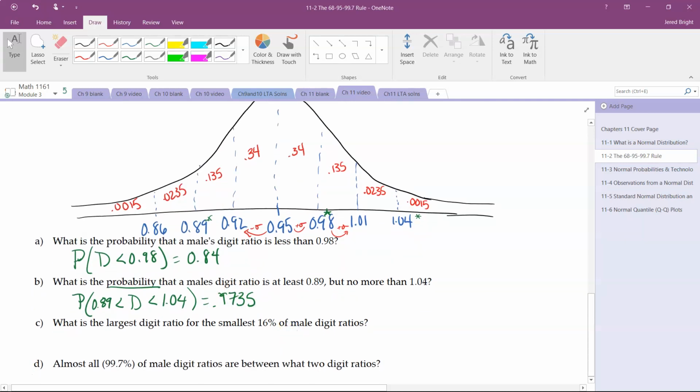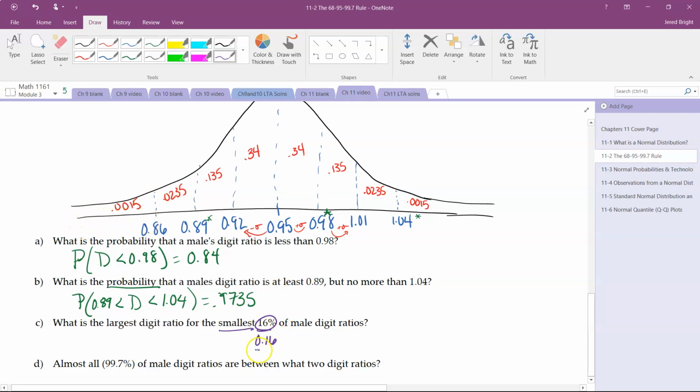All right, part C, what is the largest digit ratio for the smallest 16% of male digit ratios? Oh man, okay, things changed. I'm not being asked for a probability, but I am given this probability, 0.16. But now I need to think, where is this on my curve? The smallest 16%. Smallest means smaller value, right? So I'm just going to start from the left.